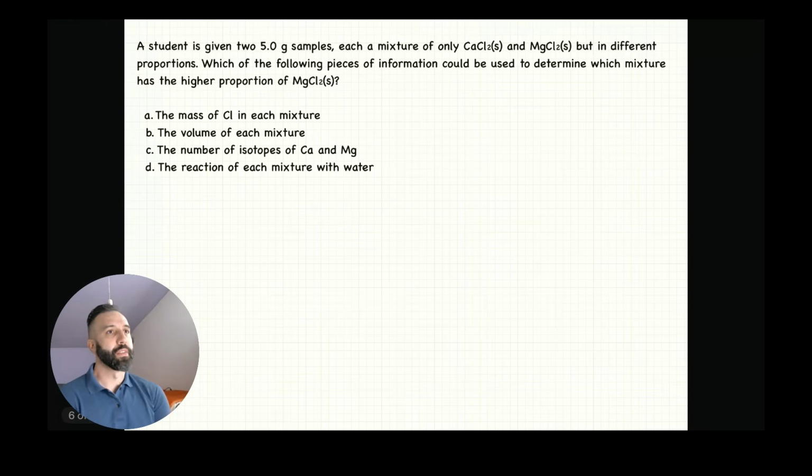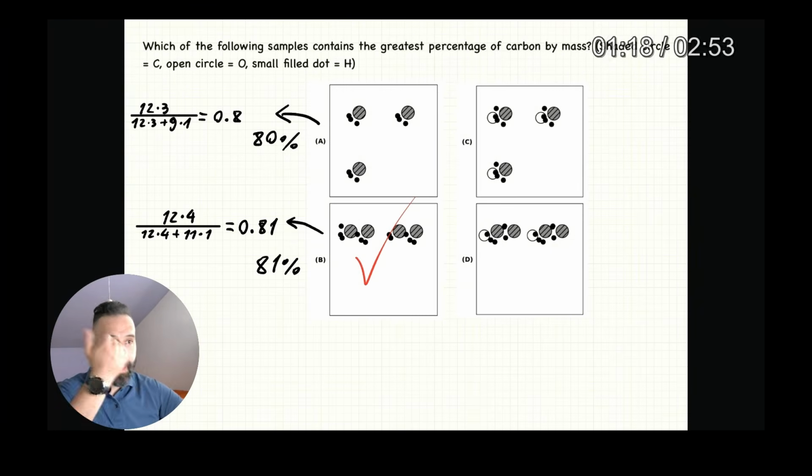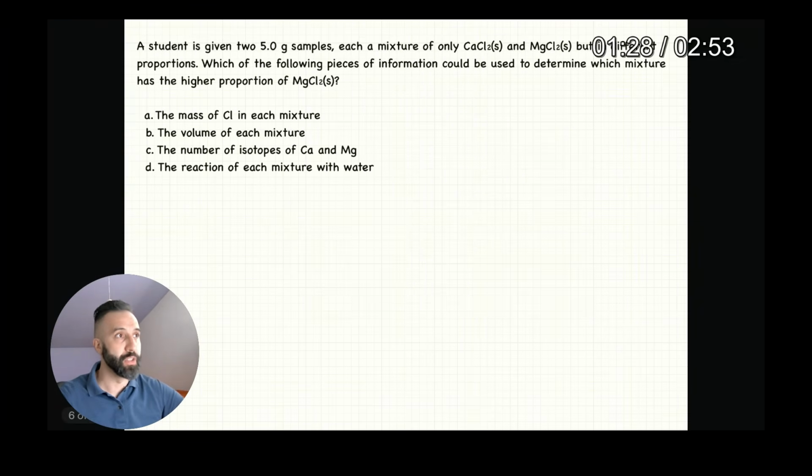Now take a look at this. Student is given 5-gram samples, each a mixture of these two. So you've got 2 samples, each is 5 grams, and you know they're a mixture of this one and this one, but you don't know how much, right? Which piece of information could be used to determine which mixture has a higher proportion of MgCl2? So what do you need? What piece of information? Like here, you need to determine the percentage of MgCl2 in this.